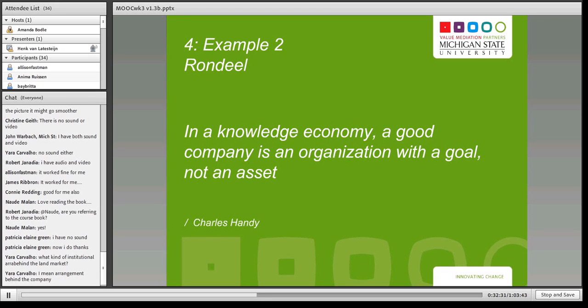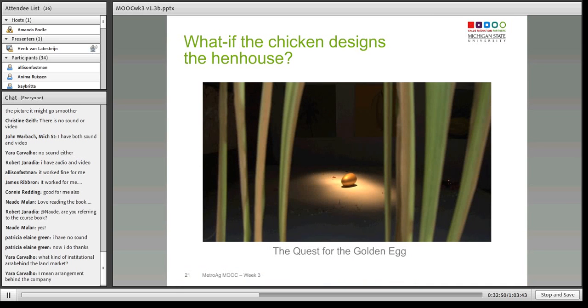So what is the rondel? The rondel is a new way of producing eggs. It was started as a research project at Wageningen University, and the idea that these researchers started with was: how would a henhouse look if not man designed it, but if we gave the drawing board and the pencil to a chicken and asked, how would your ideal world look? They call this research project the quest for the golden egg.